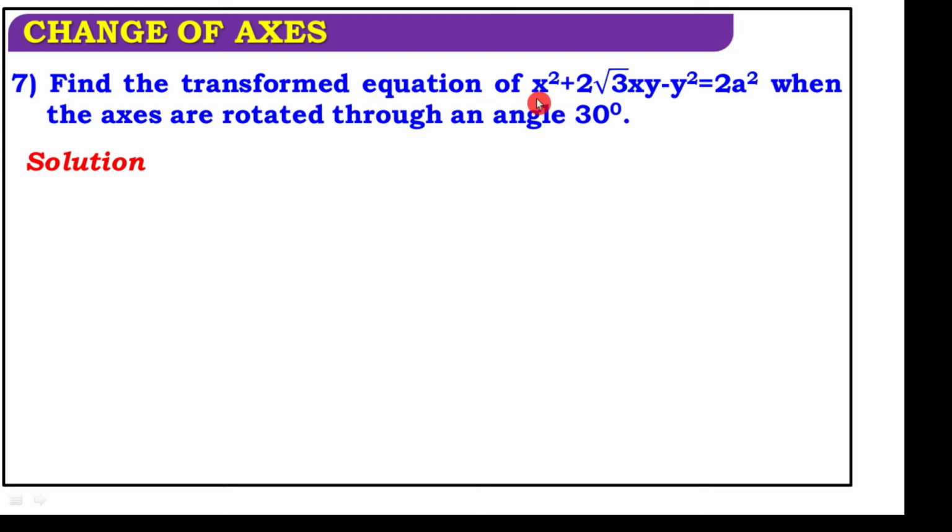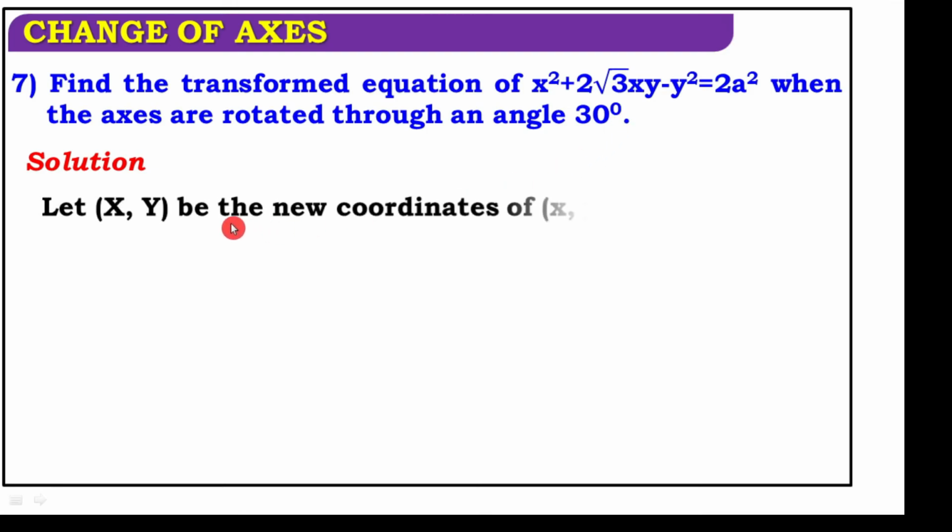Next question, find the transformed equation of x square plus 2 root 3 xy minus y square equals 2a square when the axes are rotated through an angle theta 30 degrees. Let capital X comma Y be the new coordinates of small x comma y. So given theta is 30 degrees, we know sin 30 and cos 30. What about sin 30? Sin 30 is 1 by 2 and cos 30 is root 3 by 2.